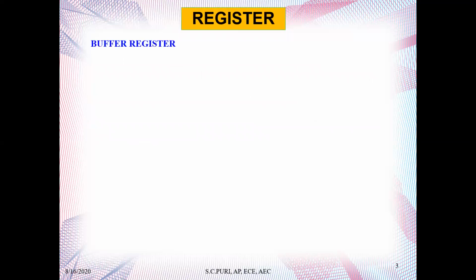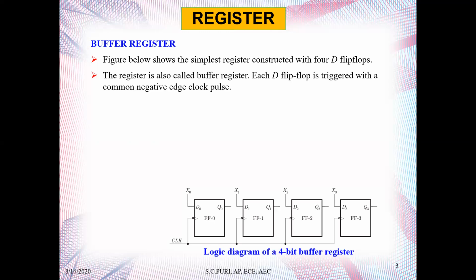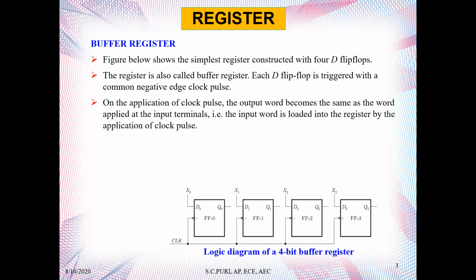Now let us move to the next topic, and that is the buffer register. Okay, so you can see here we have a simple register configuration constructed with 4 D flip-flops. So this is the logic diagram of a 4-bit buffer register. This register is also called a buffer register. Why? Because each D flip-flop is triggered with a common negative edge clock pulse. On the application of the clock pulse, the output word becomes the same as the word applied at the input terminal.